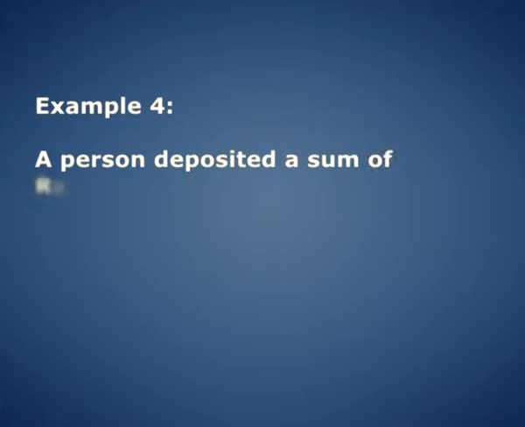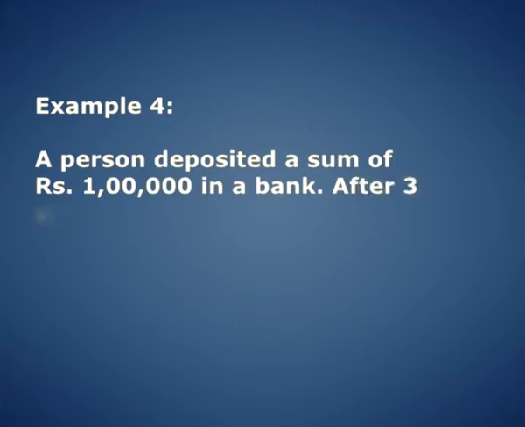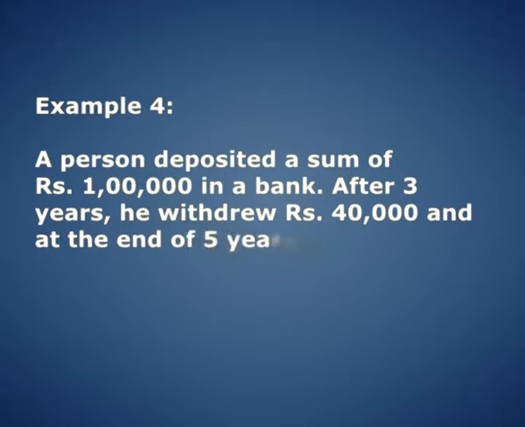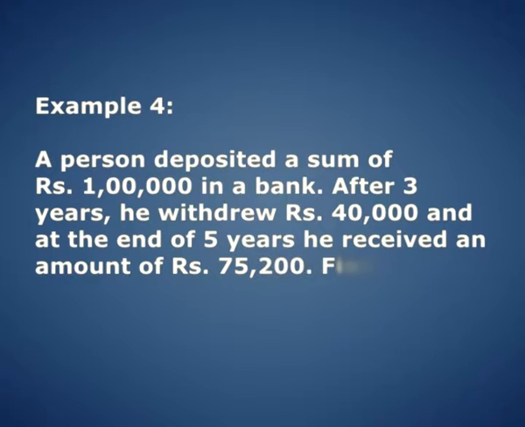Now, let's see example 4. A person deposited a sum of rupees 1 lakh in a bank. After 3 years, he withdrew rupees 40,000 and at the end of 5 years he received an amount of rupees 75,200. Now find the rate of interest in this case. Now let's see the solution.